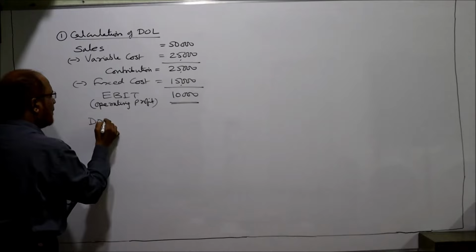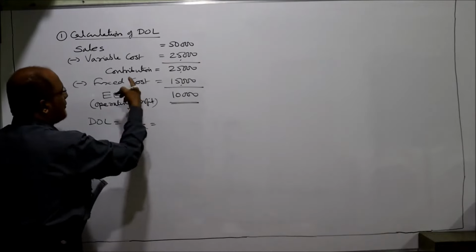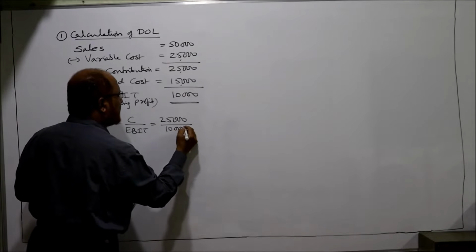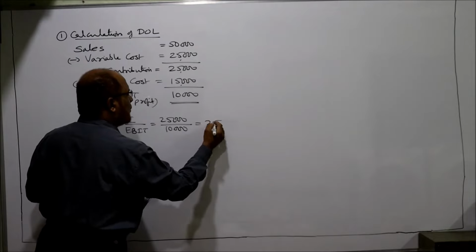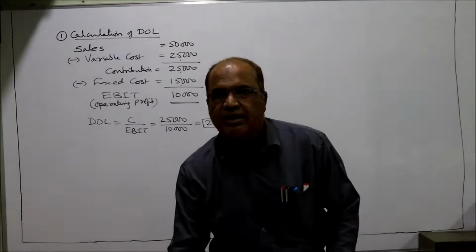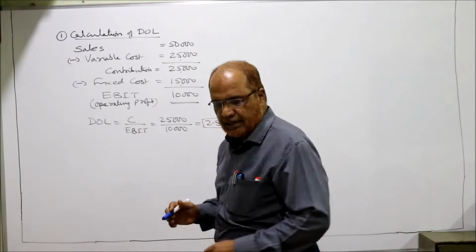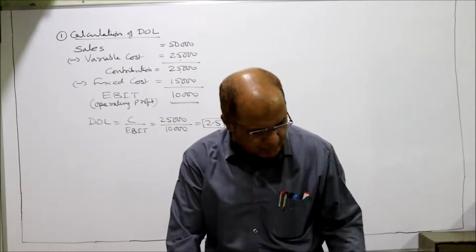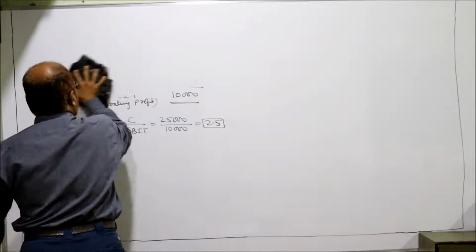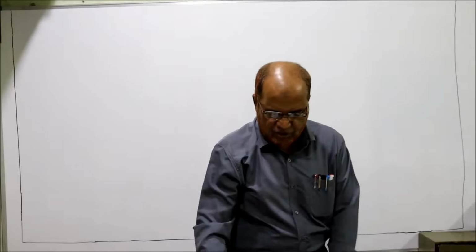Now the formula for DOL is equal to C divided by EBIT. Contribution is 25,000. 25,000 divided by 10,000 is equal to 2.5. 2.5 is the degree of operating leverage. This is the first problem on leverages. Now see the second problem.